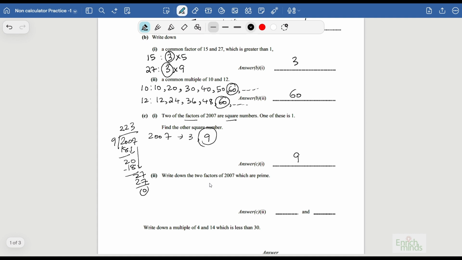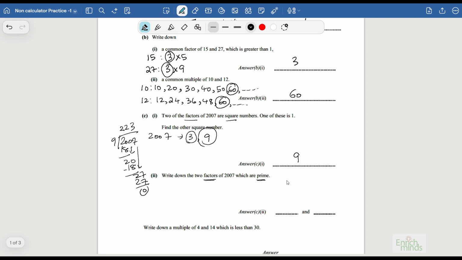We have to now figure out any two factors of 2007 which are prime numbers. Now you need to know what is a prime number. A prime number has only two factors, 1 and the number itself. It doesn't have any other factor. So from the above question, we have seen that 3 is a factor of 2007, and we know 3 is a prime number.